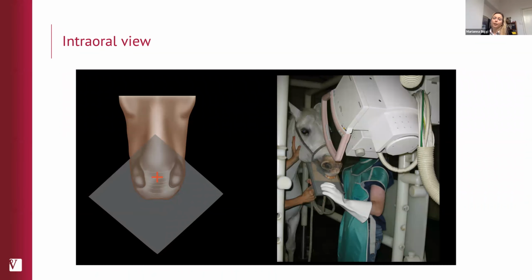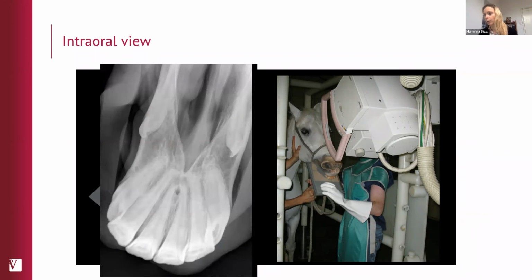Intraoral views are very useful for evaluation of the incisors, and I think if you actually have incisor pathology, these are probably the only views you need, unless you have fractures. I don't think any other views are needed, and that is one example of how it should look.